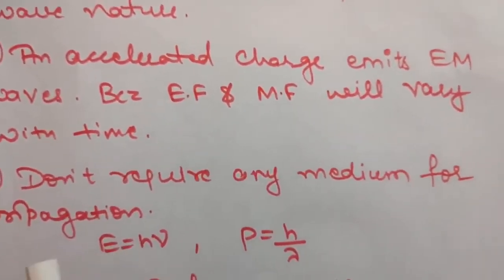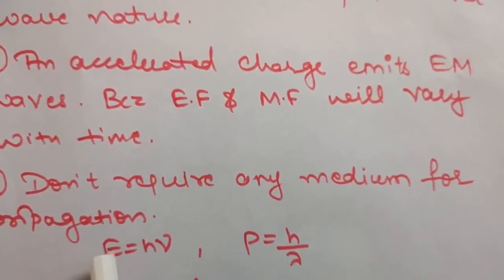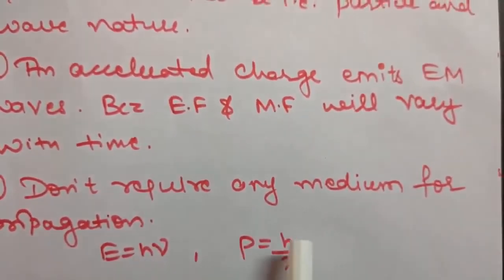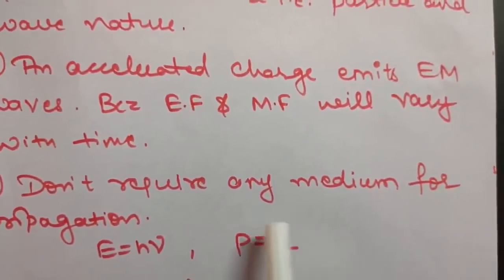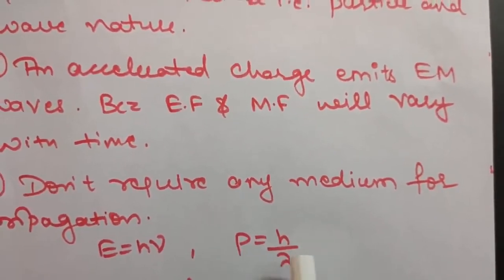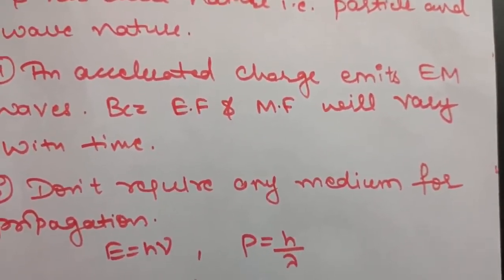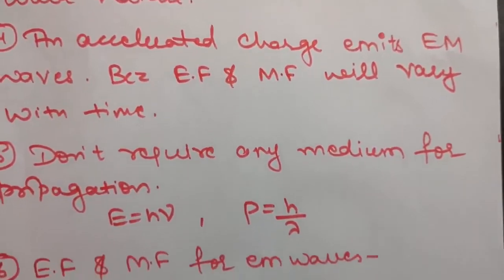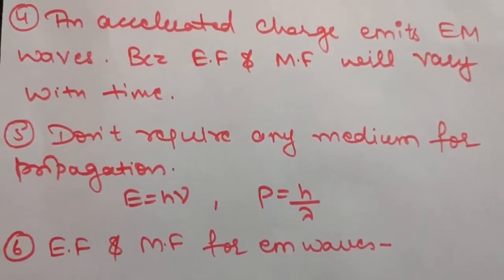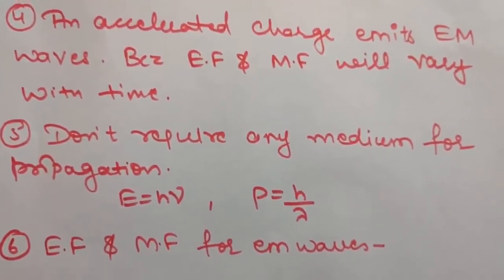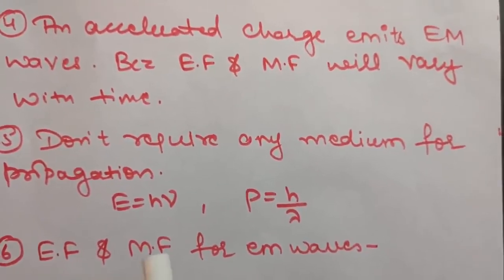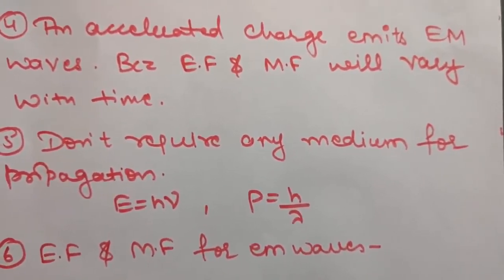Okay, so we can use the formulas for electromagnetic waves, that is E is equal to h nu and P is equal to h by lambda. This you will be studying in your further chapters also. Okay, so they do not require any medium for propagation. Now, suppose a wave is traveling in x direction, so how can we write the electric field and magnetic field equations for an electromagnetic wave?